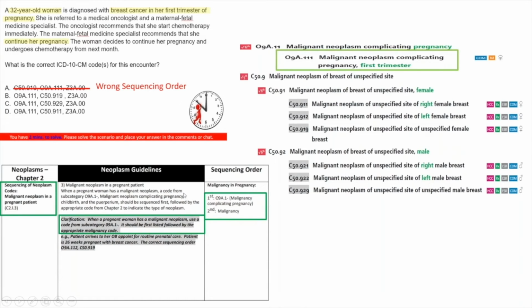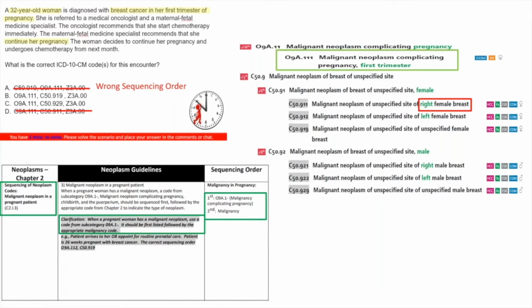Now let's look into the next code. All the three B, C, and D options have the code O9A.111, which is the code for malignant neoplasm complicating pregnancy first trimester. Yes, the patient is pregnant and she is pregnant in her first trimester. So we would assign O9A.111.